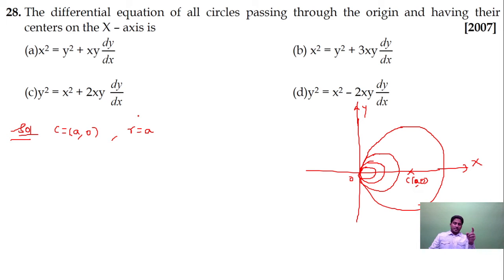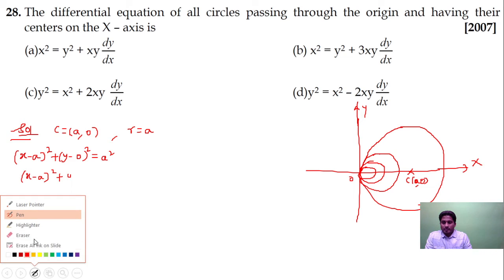Whenever the center lies on the x-axis, the circle will touch the y-axis. Whenever the center lies on the y-axis, the circle will touch the x-axis. So the equation of the circle is x minus a the whole square plus y minus 0 the whole square is equal to a square. So I can write this as x minus a the whole square plus y square. If you want, you can simplify this, no problem.